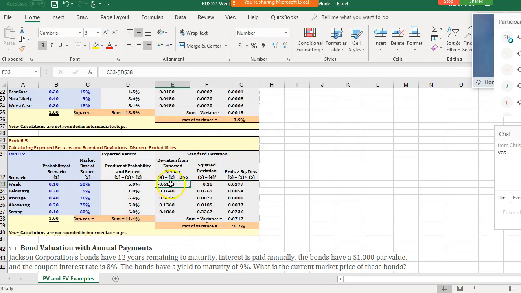And you can see then I get 0.614. And then I'm squaring that number. I'm just taking that and I'm squaring it. And then I'm taking the probability and I'm multiplying those two by each other. I add those all up and I do the square root of this. And that's how you do standard deviation.